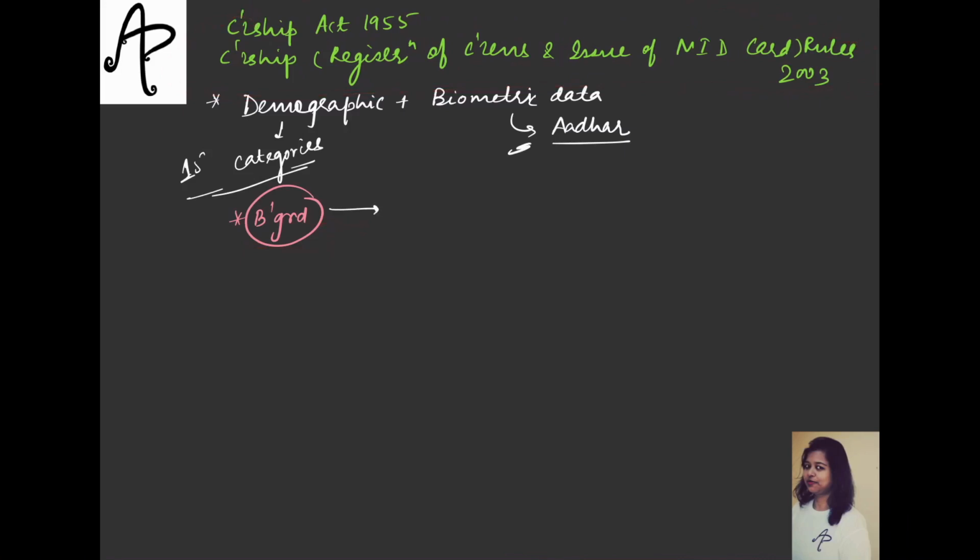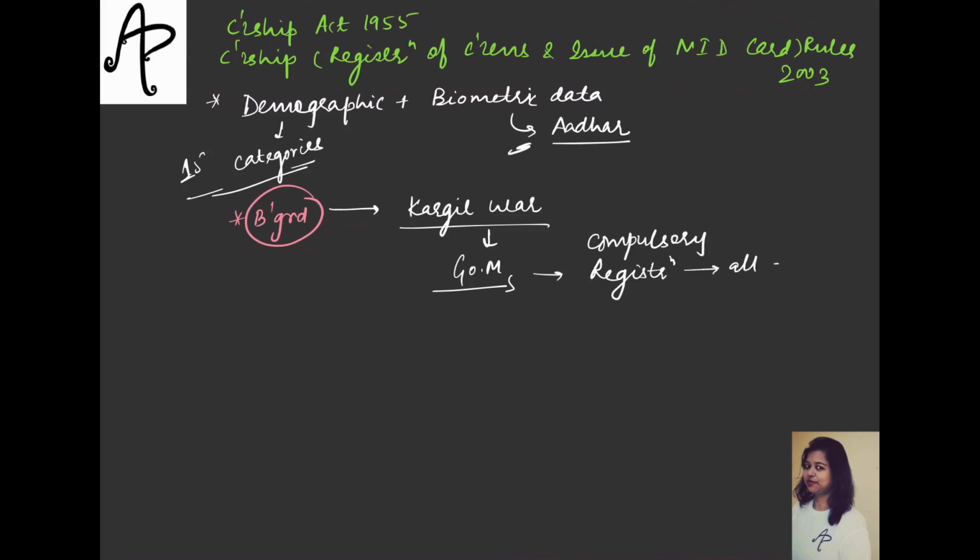Background comes from when the Kargil War happened, okay, in 1999, and after that a group of ministers recommended that there should be a registration, and that too compulsory registration. Of whom? All residents. It is not about citizens only, I'm repeating, it is about residents in India, so that we are able to curb the illegal migration. We can identify the illegal migrants and then accordingly we can take steps for that.